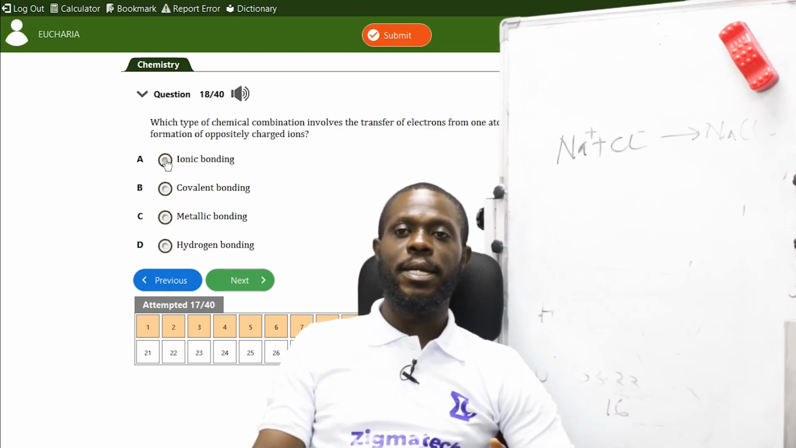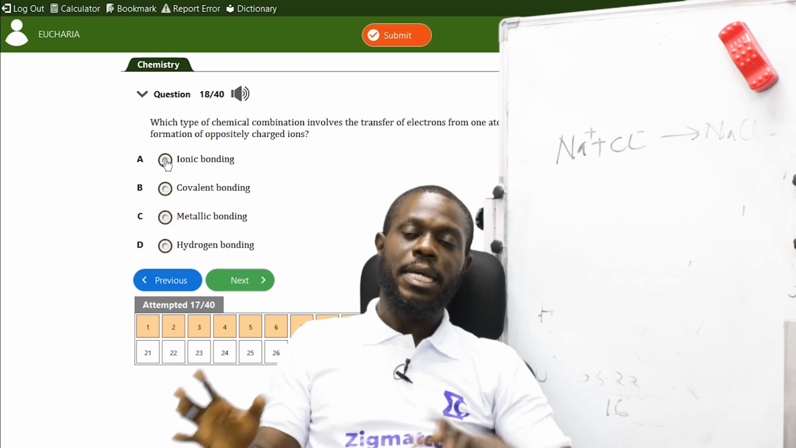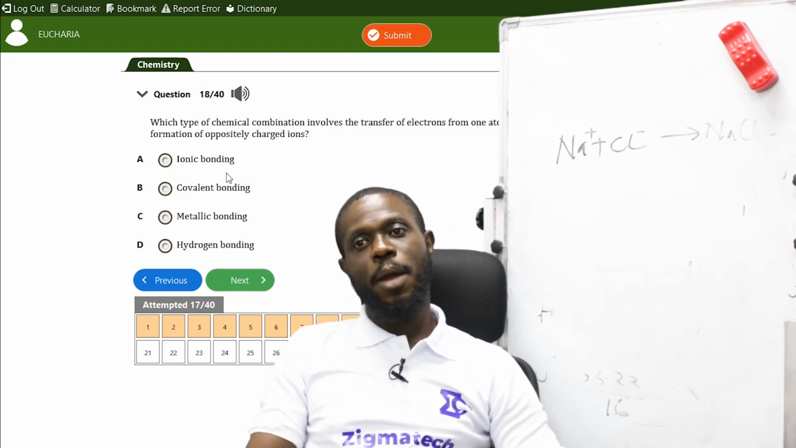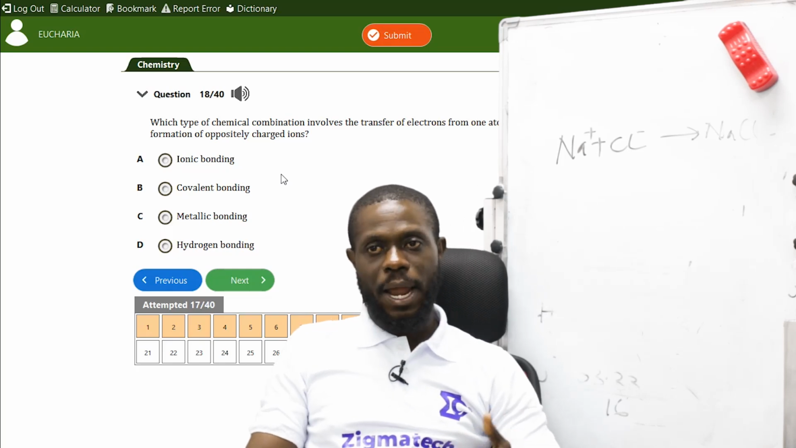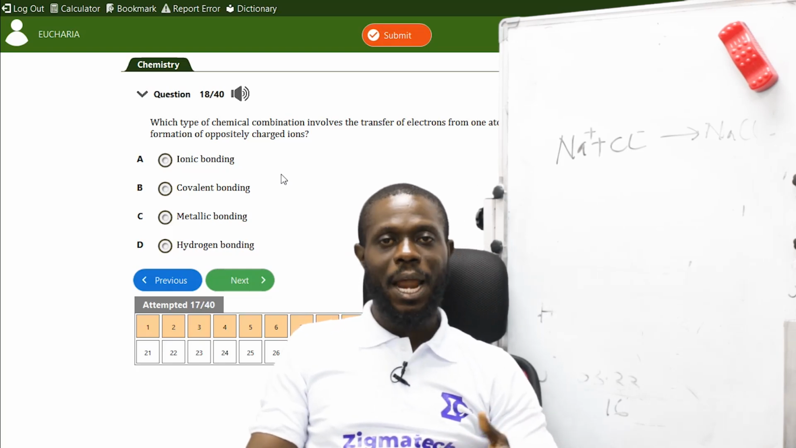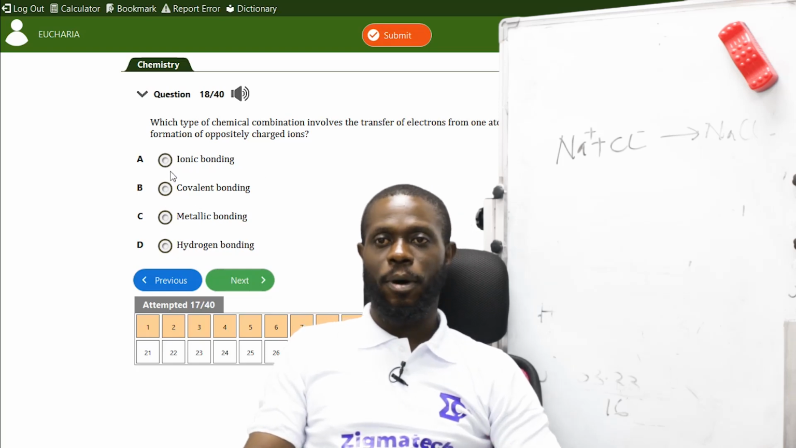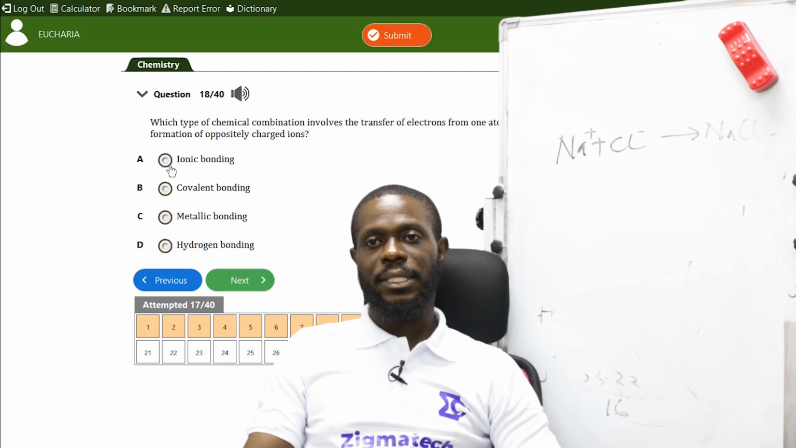From ionic bonding, they form ionic compound. The bonding tells us the type of compound it's going to form. Ionic bonding forms ionic compound. Covalent bonding forms covalent compound. Metallic bonding forms metallic compound. Hydrogen bonding forms hydrogen bond compounds. So the correct answer is A, ionic bonding. Go to the next one.